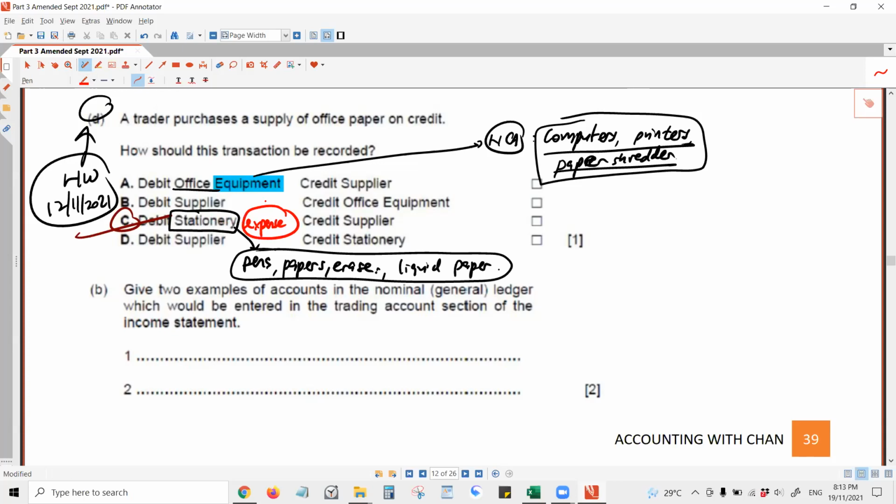Yeah, so let's read the question. How should the transaction be recorded? Therefore, stationery is not NCA. Okay, stationery is not NCA.